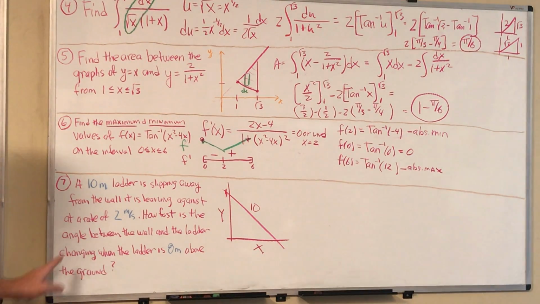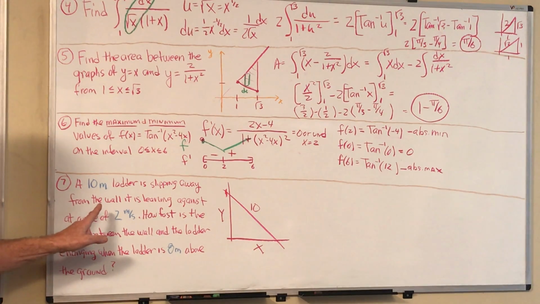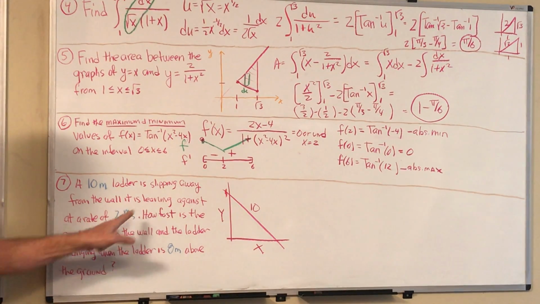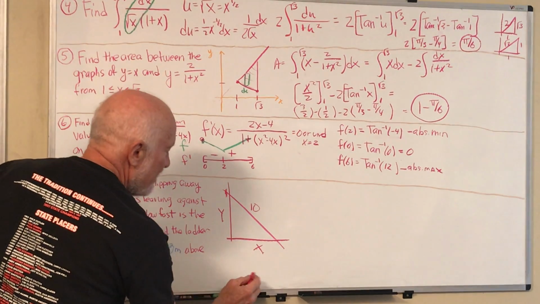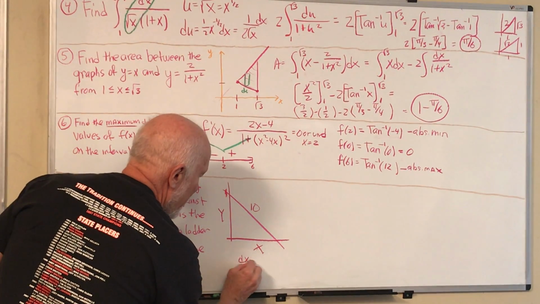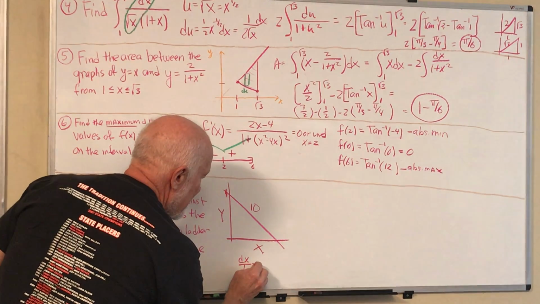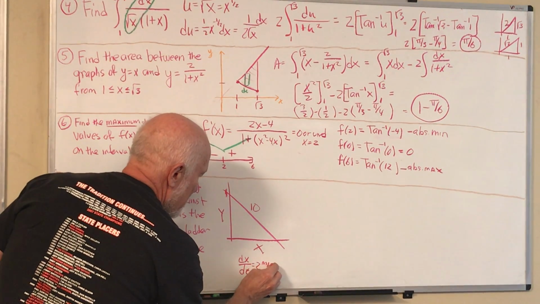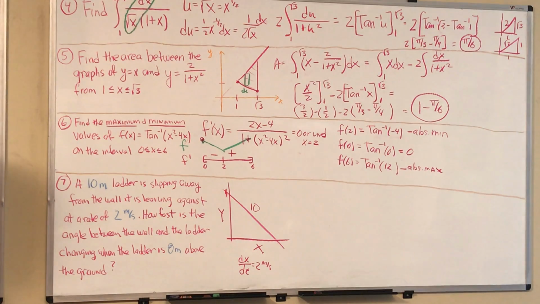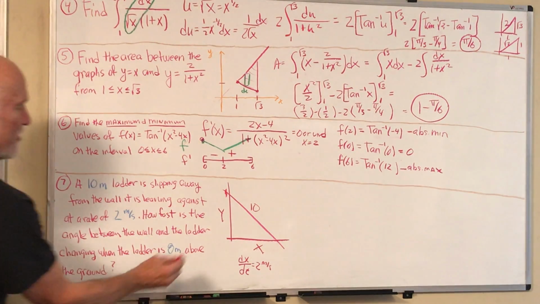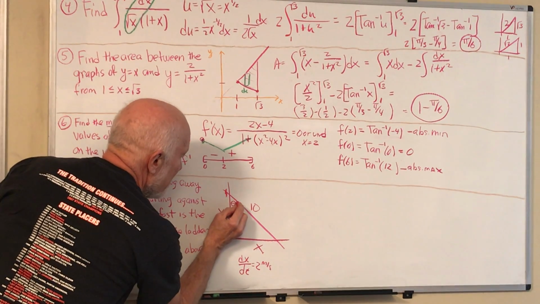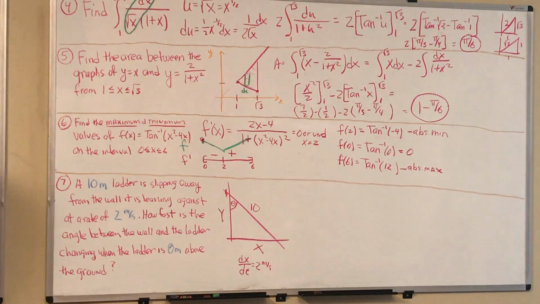What do we know? We know how fast the ladder is slipping away from the wall, at a rate of 2 meters per second. So that's the rate at which x is changing. And it's getting bigger, so dx/dt equals 2. And what are we trying to find? The rate at which the angle between the wall and the ladder, so that's going to be this angle, is changing. We want to know how fast it's changing. So I call that a variable. Why not theta?